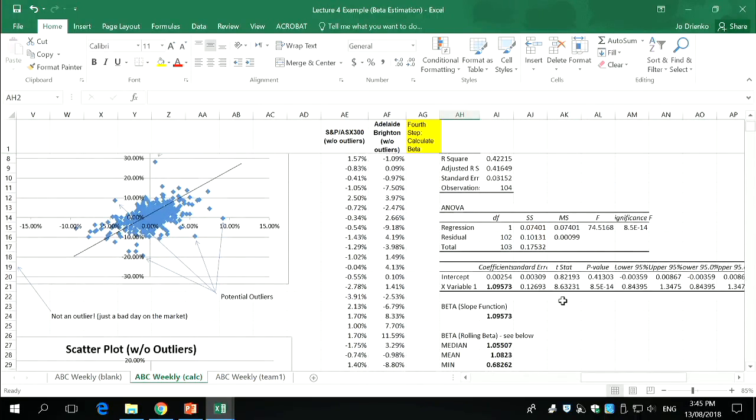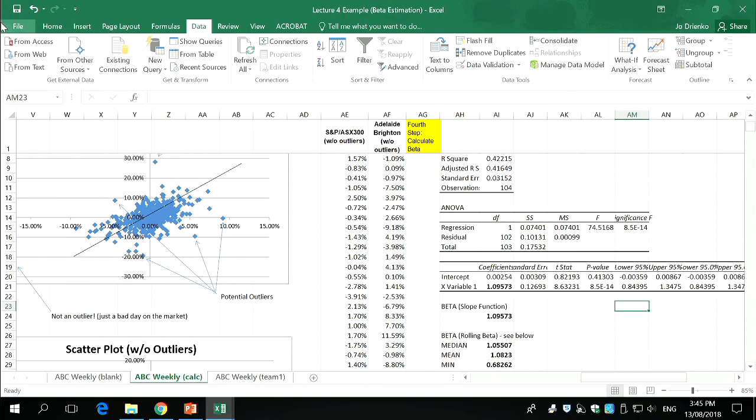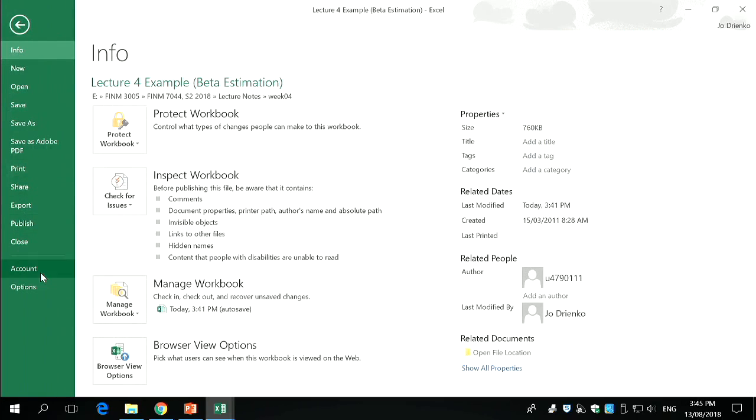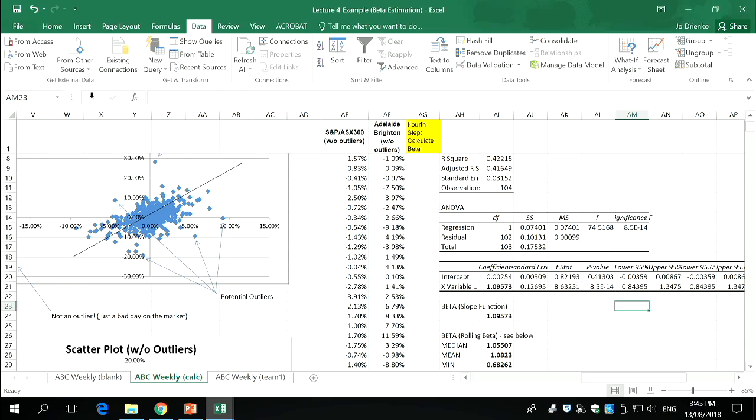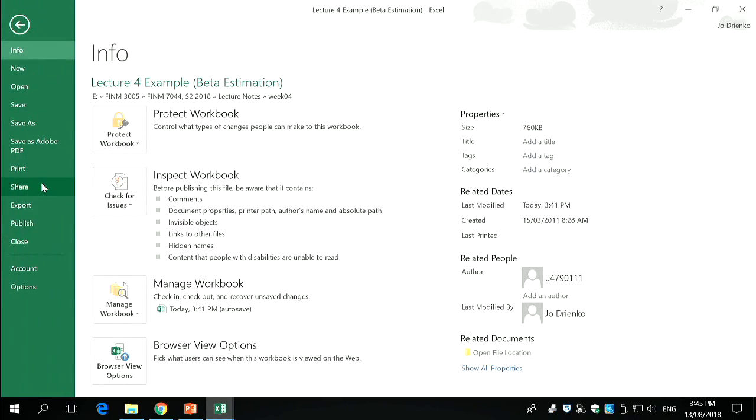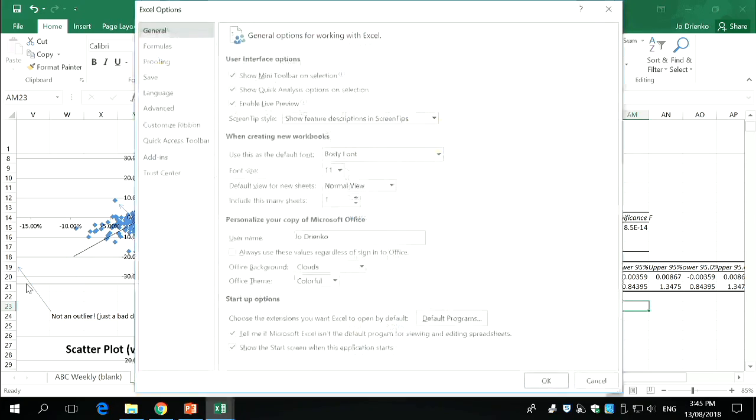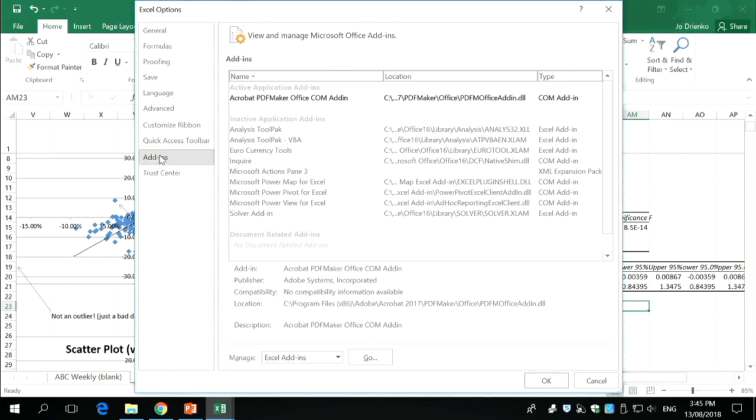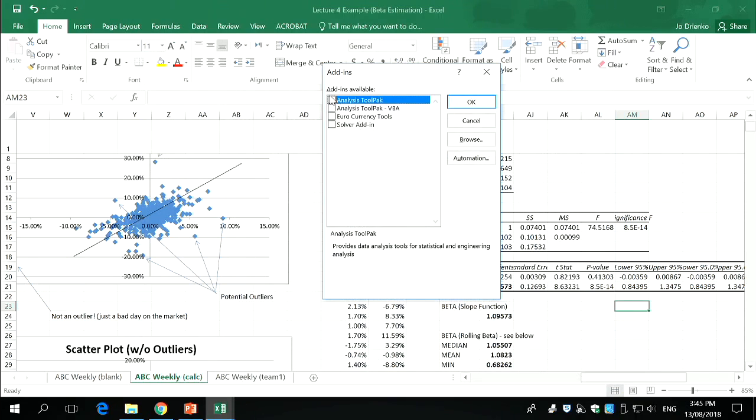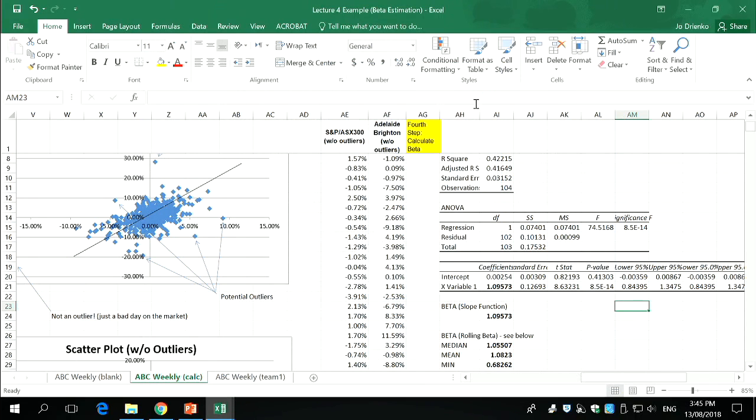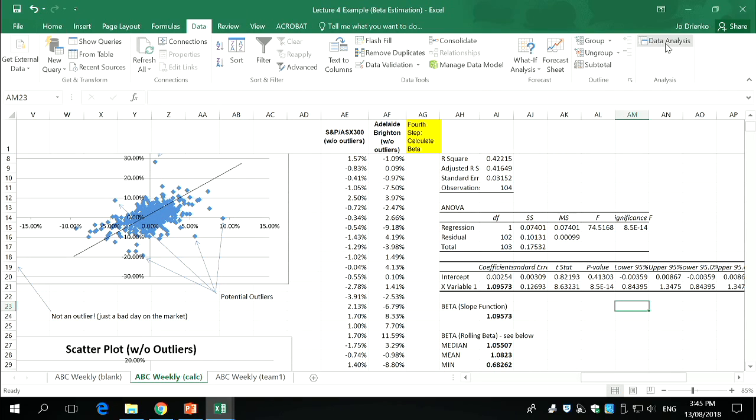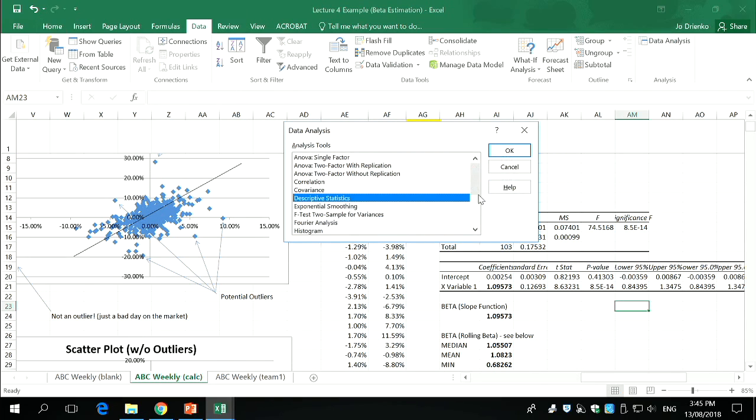You're ready to run your regression. What you do there is, we've got two ways you can do this. Let's do the stupid way first. Files, add-ins, go. The Analysis ToolPak is what you're looking for. That will give you the Data Analysis package, and here it has regression as one of the functions that it can do for you in Excel. You don't have to do that, but that's one way to do it.